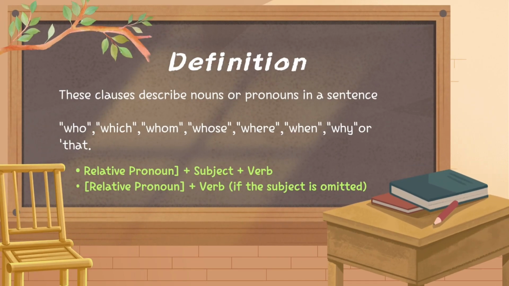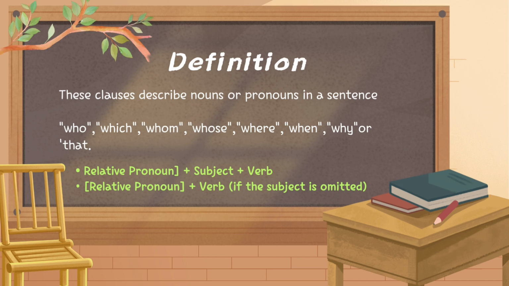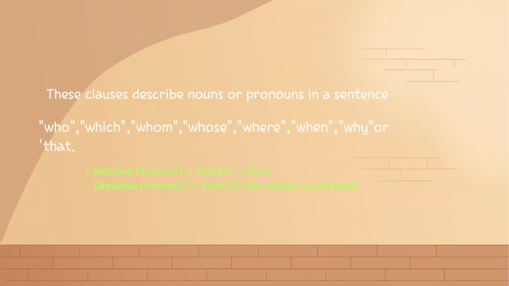Next, let's explore adjective clauses, which are also known as relative clauses. These clauses describe nouns or pronouns in a sentence, giving us extra detail that helps paint a clearer picture. Adjective clauses usually start with relative pronouns like who, which, or that. The formation of adjective clauses is relative pronoun plus subject plus verb, or relative pronoun plus verb if the subject is omitted. These clauses add precision and clarity, making your writing more descriptive and engaging.